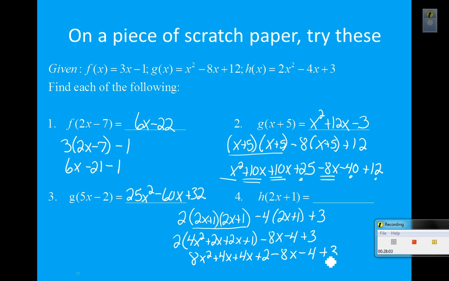So a lot there. Now to bring it home, go find your like terms. There's an 8x squared. Here's a 4x, 4x, and a negative 8x. So that's 0x, so I won't even write that down. And then here's a 2 and a negative 4 makes negative 2. Plus 3 becomes plus 1.